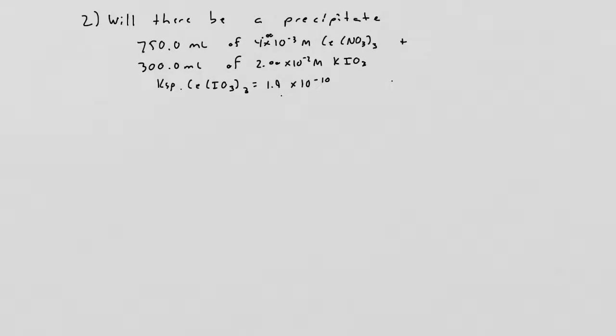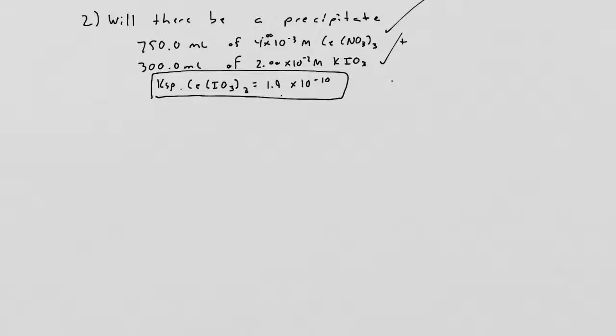These are kind of annoying because they involve a dilution, because you're going to be mixing two solutions, which means you think you have the molarities, but you have to calculate the new molarity. So for those who don't remember how this whole thing goes, we have cerium iodate, and that's its KSP. And we have cerium nitrate, very soluble because it's a nitrate, and potassium iodate, very soluble because it's a potassium salt.